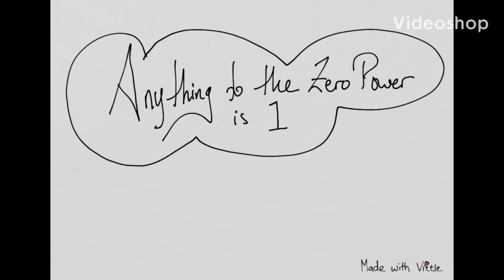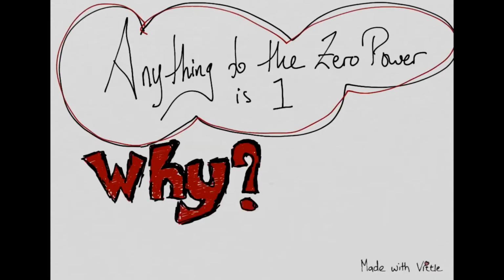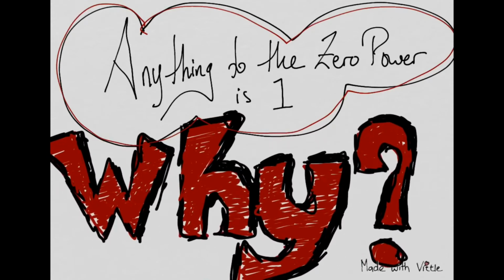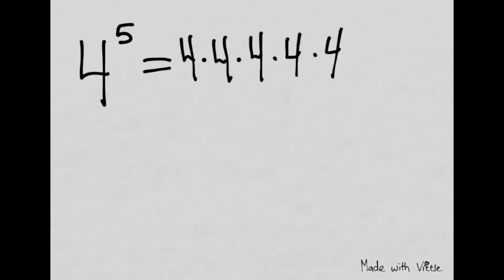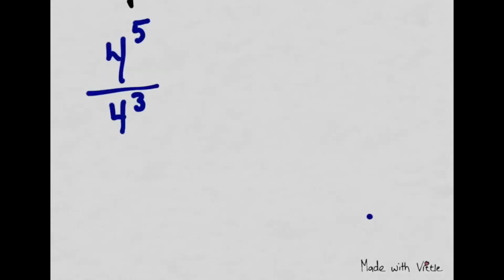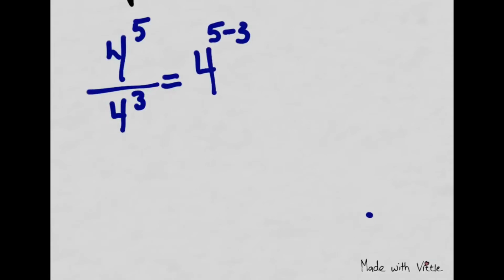Anything to the 0 power is 1. But why? So you know 4 to the 5th is 4 multiplied by itself 5 times. 4 to the 5th divided by 4 to the 3rd, well, that's 4 to the 5 minus 3, as you know about division, which is 4 to the 2nd.